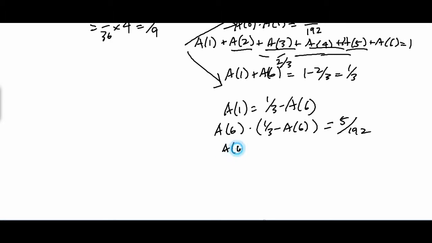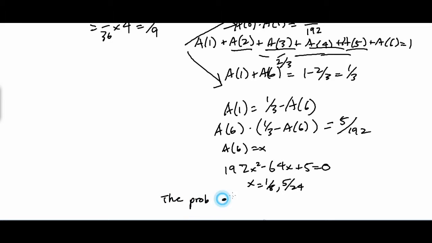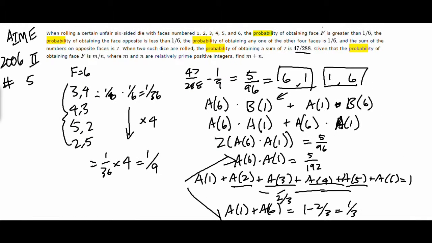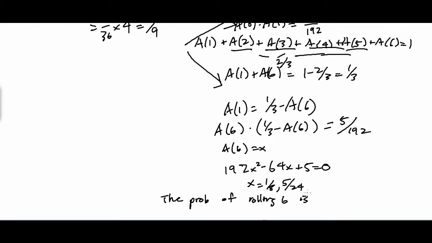Let's say A6 just equals x, because I want to write the quadratic out easier. 192x squared minus 64x plus 5 equals 0. And you get x equals 1/8 or 5/24. So the probability of rolling 6 is, and here's the thing, it says the probability of taking face f is greater than 1/6. And since it's greater than 1/6, we have to find the greater probability.